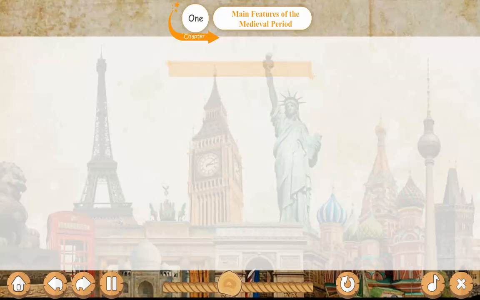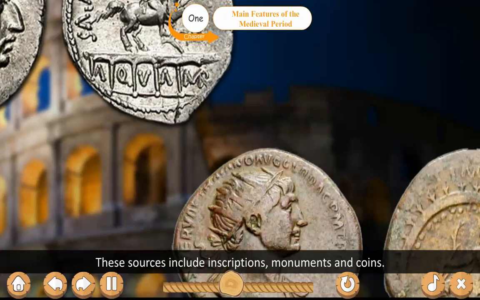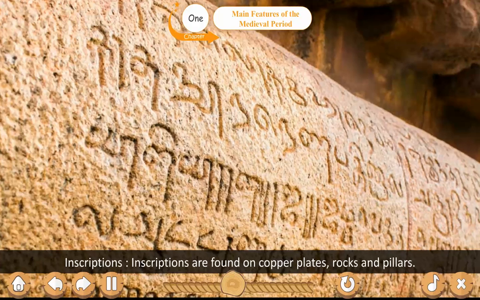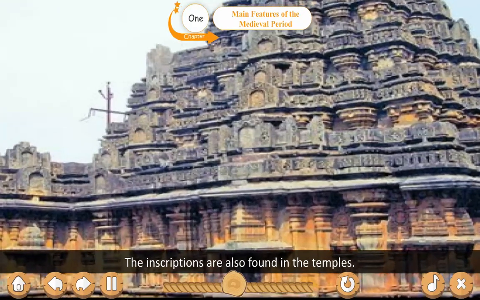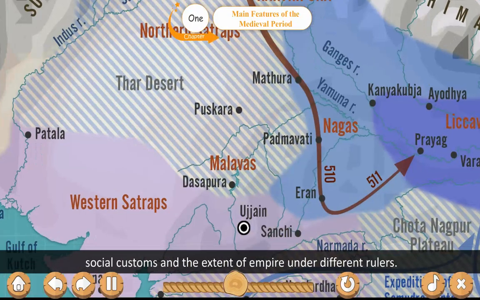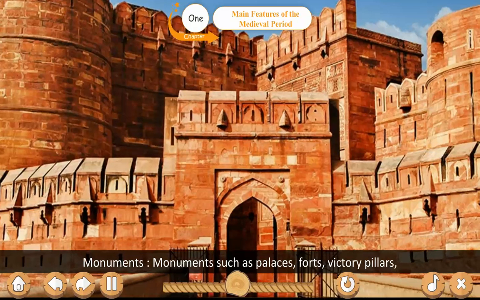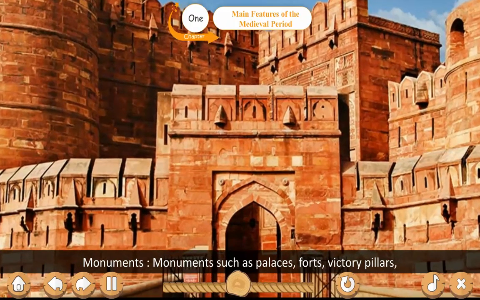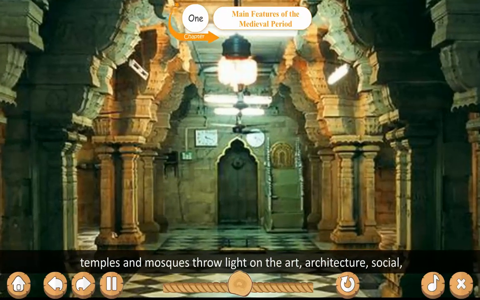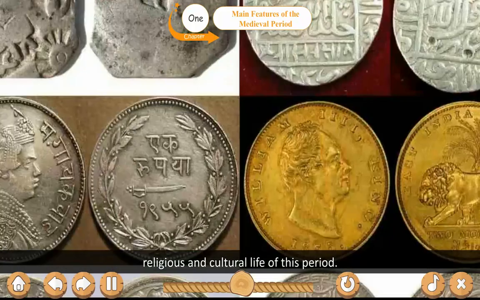Archaeological sources. These sources include inscriptions, monuments, and coins. Inscriptions: inscriptions are found on copper plates, rocks, and pillars. The inscriptions are also found in the temples. These inscriptions throw light on religious belief, social customs, and the extent of empire under different rulers. Monuments: monuments such as palaces, forts, victory pillars, temples, and mosques throw light on the art, architecture, social, religious, and cultural life of this period.